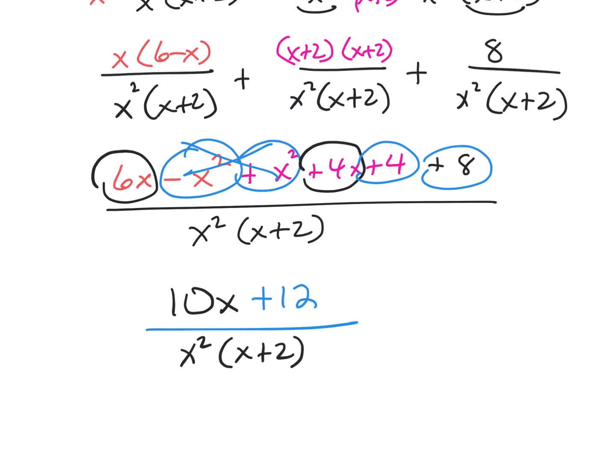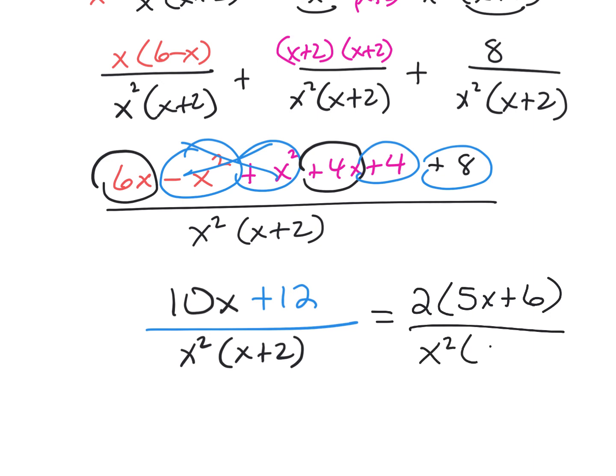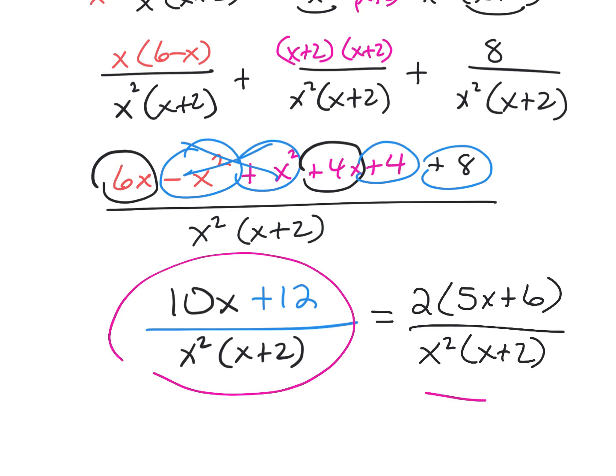If I try to factor out a GCF out of the numerator, I get 5x plus 6. It doesn't do me any good, so I would accept either answer here. And that is it for the adding and subtracting of rational expressions.